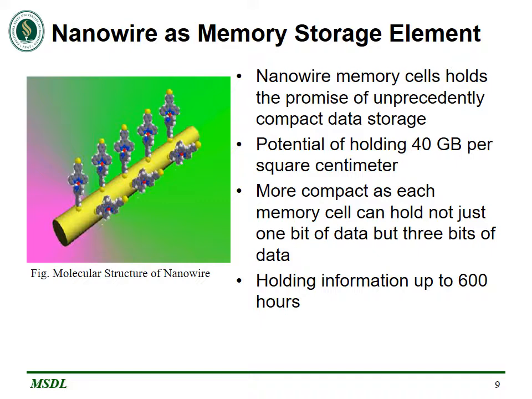It is still more compact as each memory cell can hold not just 1 bit of data but 3 bits of data. That means it has 8 separate, stable, identifiable electronic states. This memory system is quite stable, holding information for up to 600 hours, and further work can increase the stability still further.